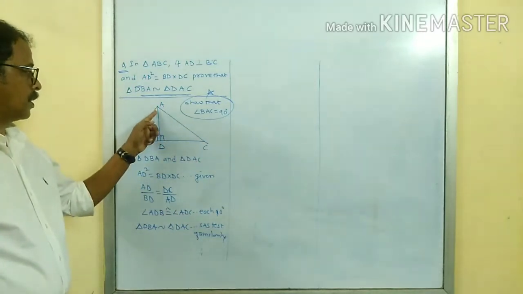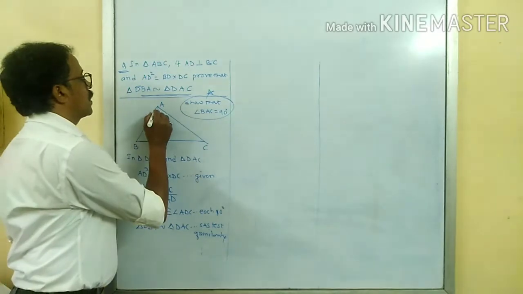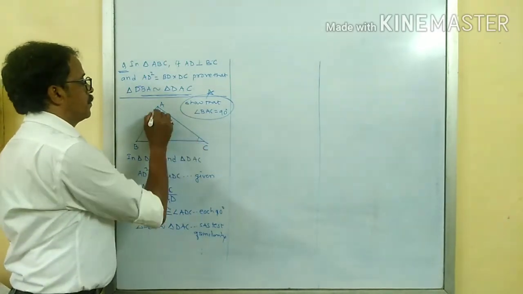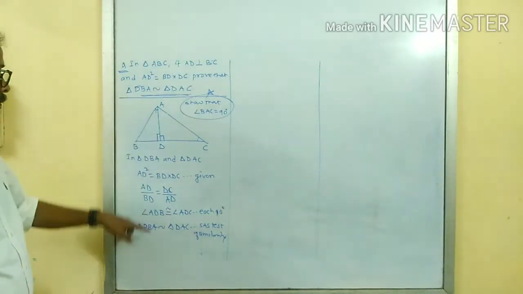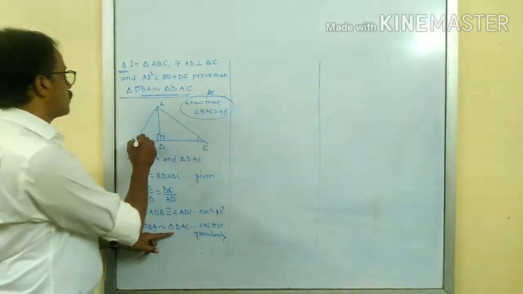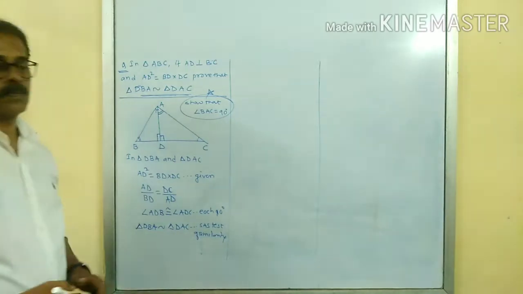BAD and ACD, like this angle and this angle, correct? Now I could name this as angle 1 to angle C. This is 1. And the second one I can write down as angle ABD. Angle ABD is congruent to angle CAD. This is congruent to this.